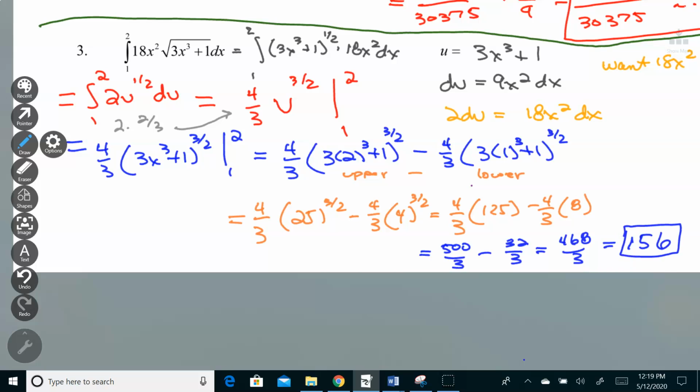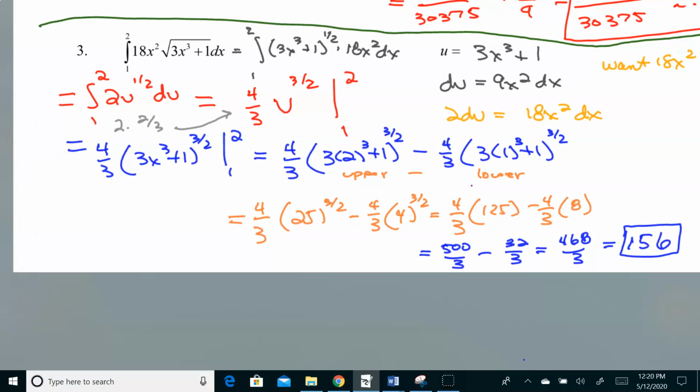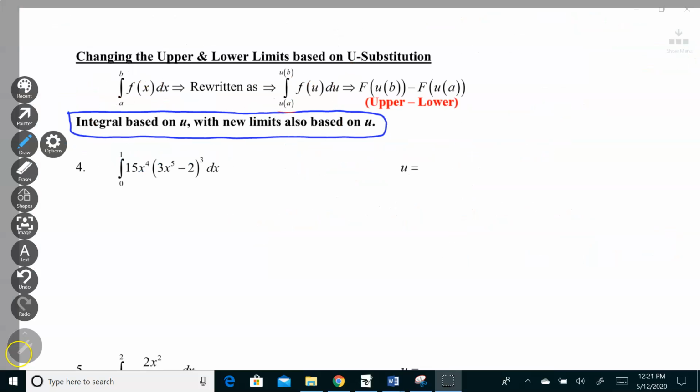So all that messy stuff turns out to be exactly 156. I see there's a lot of work. So on the next page, we're going to talk about how I can redo this with less grungy arithmetic. And that's what we're going to do next.